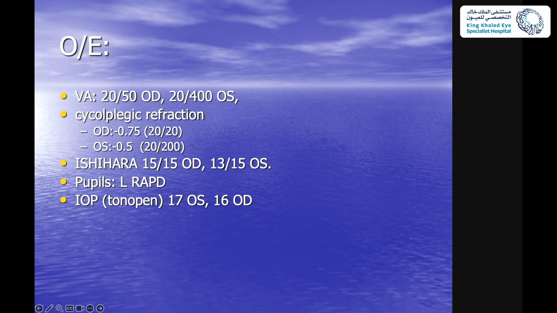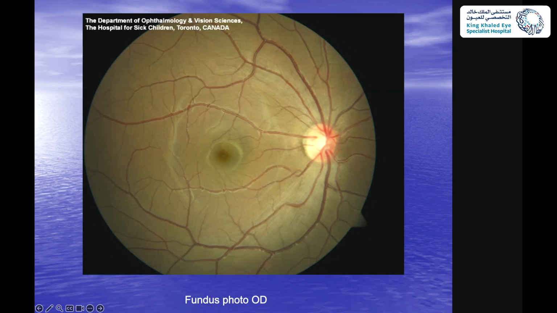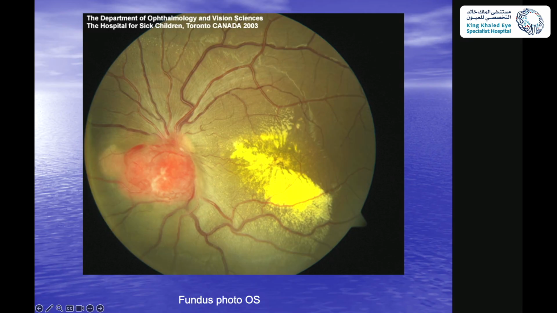There is a decreased color vision in the left eye on the Ishihara chart, and also there's a left relative afferent pupillary defect. So this is the right eye, which is essentially normal. The left eye, you can see there's a vascular tumor at the optic nerve with exudations extending towards the macula. In fact, you can see there's shallow subretinal fluid surrounding the tumor, almost 360.